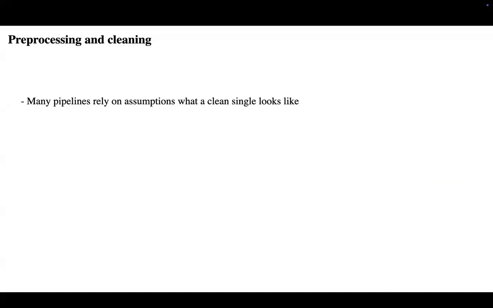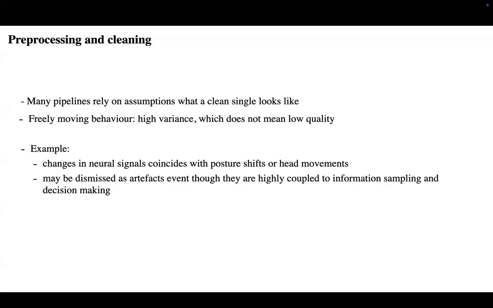So, after all the hardware challenges, you get your data. Let's assume we go to the next step: pre-processing and cleaning. Many pipelines rely on assumptions about what a clean signal should look like, based on classical, very isolated events. Freely moving behavior shows higher variance, which does not mean that it's low quality. Sometimes that high variance might even be an indicator of something very interesting. For example, you have changes in neurosignals that coincide with posture shifts or head movements.